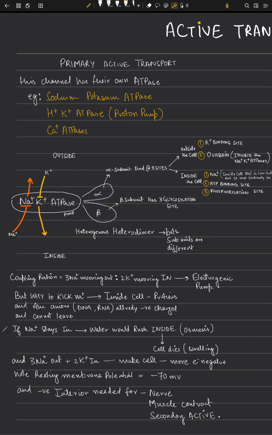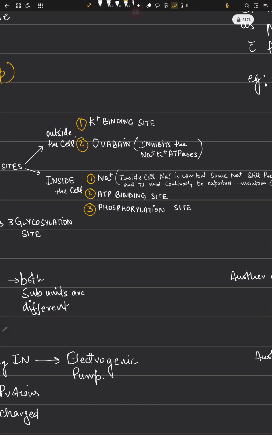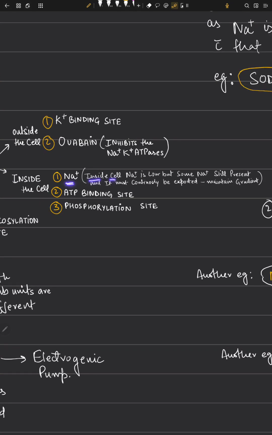Let's see what these 5 sites are. Again, 3 out and 2 in. The alpha unit connects here. First is the outside and the other one is inside. I'm talking about the sites. There are 3 sites inside the cell and 2 sites outside the cell. The sites inside the cell are for sodium. Why? Inside the cell sodium is low, but some is still present and it's continuously being exported. It maintains the gradient.